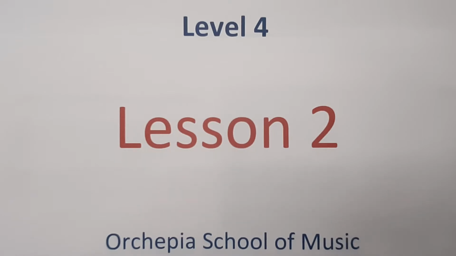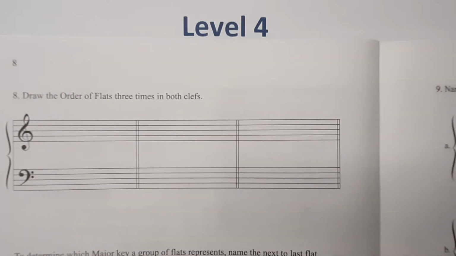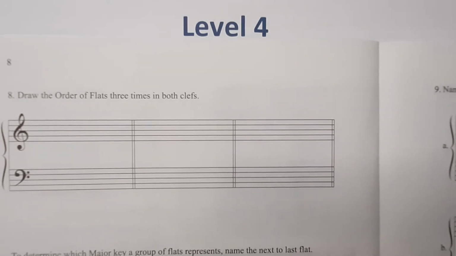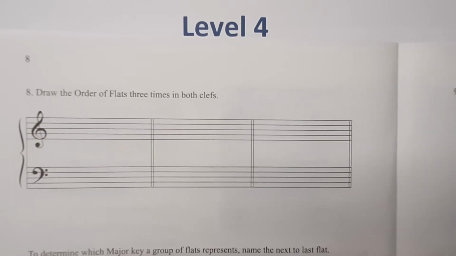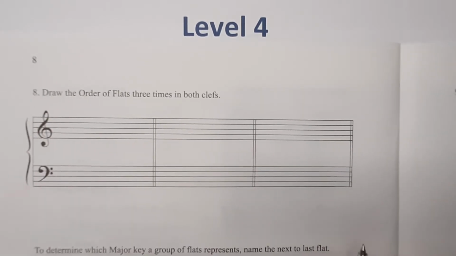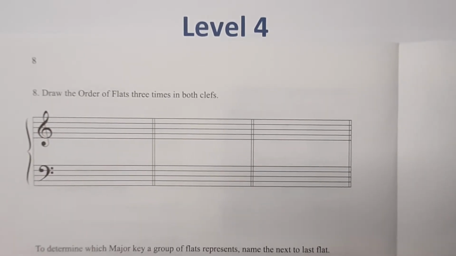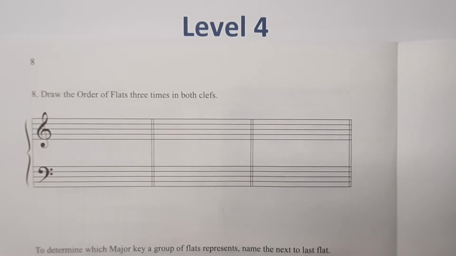Today we'll be working on Julie Johnson's Level 4, page 8. Okay, we're going to continue with key signatures or flat keys. Now, what's the order of flats? Remember this from last week? It's B, E, A, D, G, C, F, right?